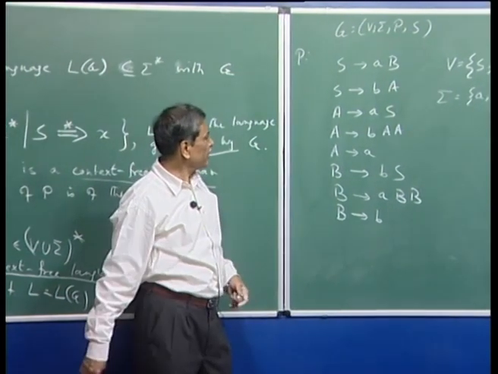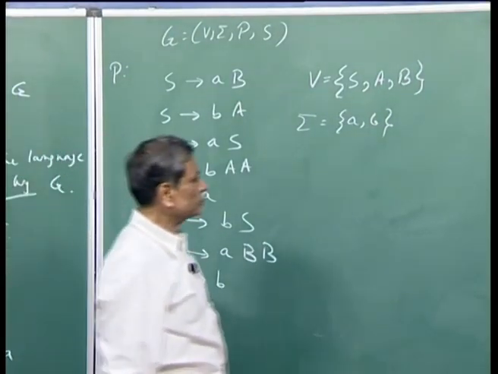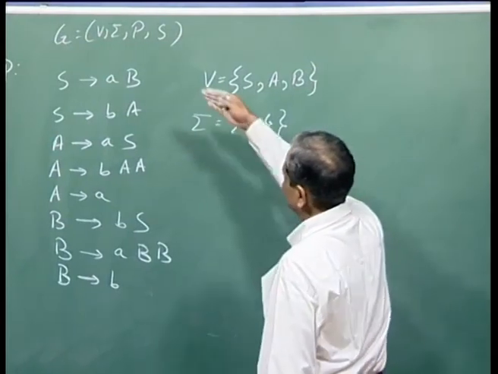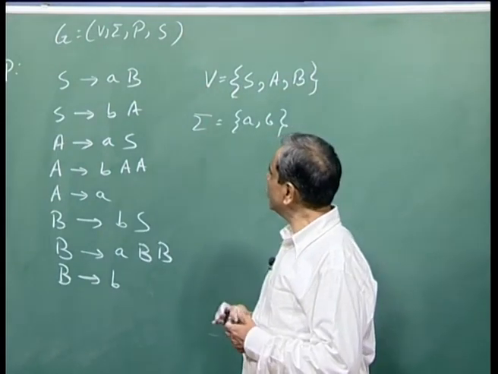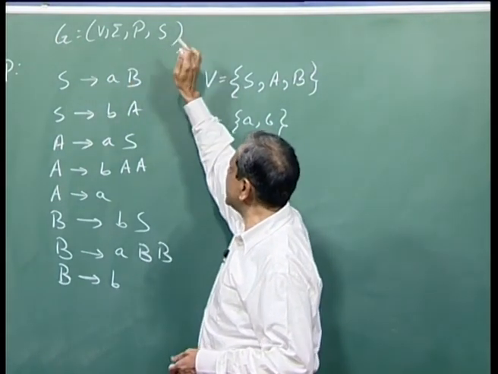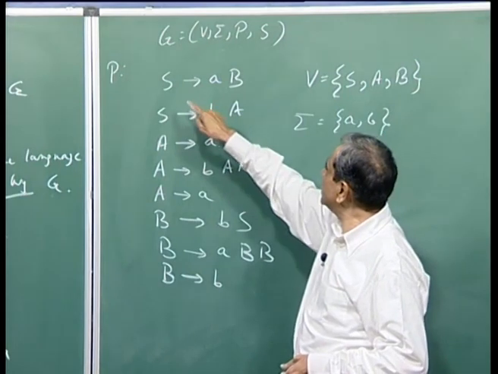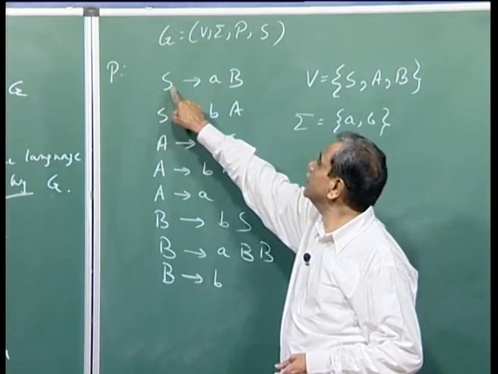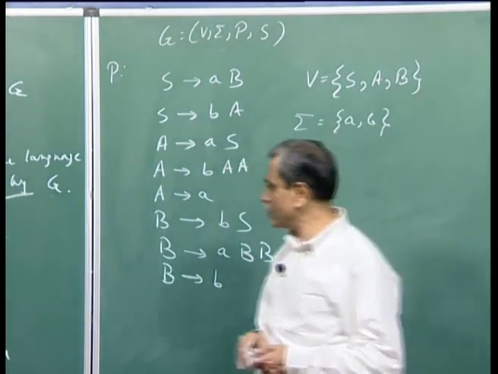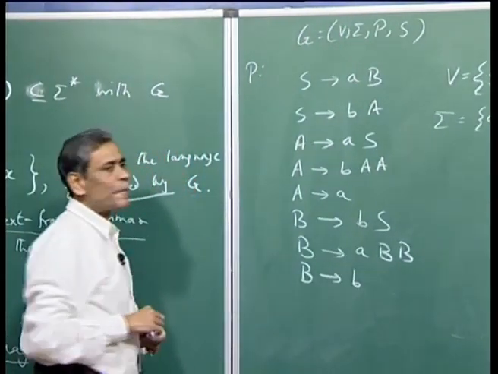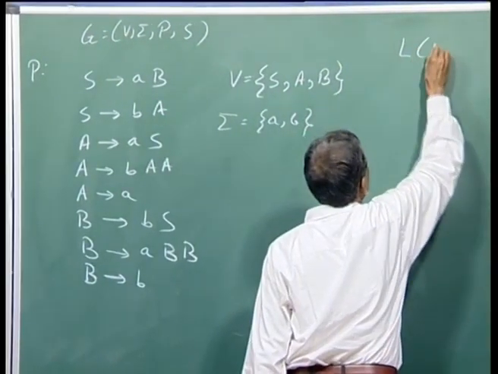Okay. So, let's try to derive a couple of strings from here. Now, first of all, do you agree that this is a context free grammar? This grammar that I have described here is a context free grammar. Why? Because of course, I have this V, Sigma, P, S, and each of these productions is of the type that I have a non terminal on the left, and the right hand side is some string over terminals and non terminals. So, this is indeed a context free grammar. And therefore, the language generated by this is going to be a context free language.